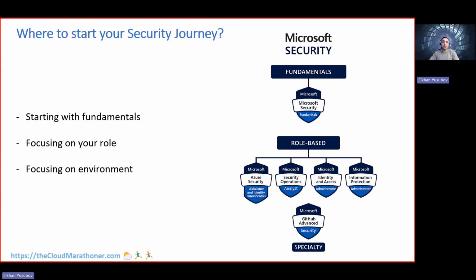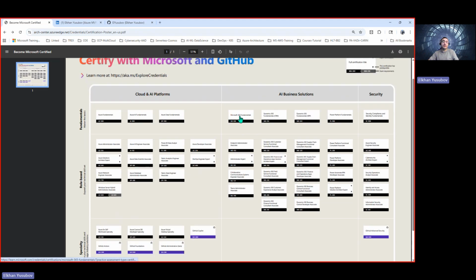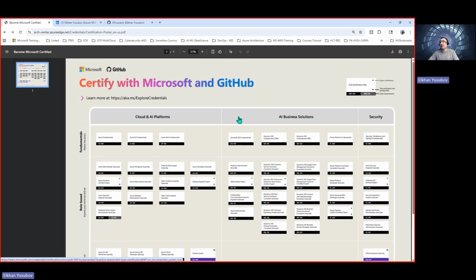This might be confusing in the beginning when you look at the right side and you see this diagram. Now we switch to a PDF file, which I'm going to share in the comments of this video, where you can see the Microsoft and GitHub certifications.